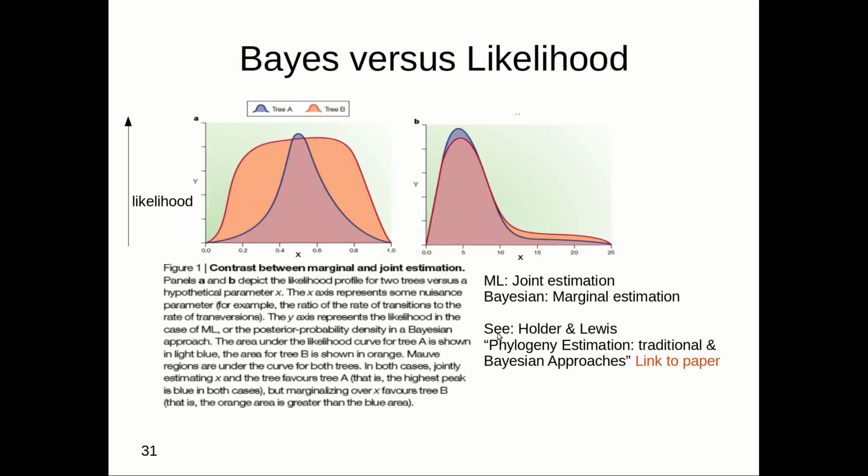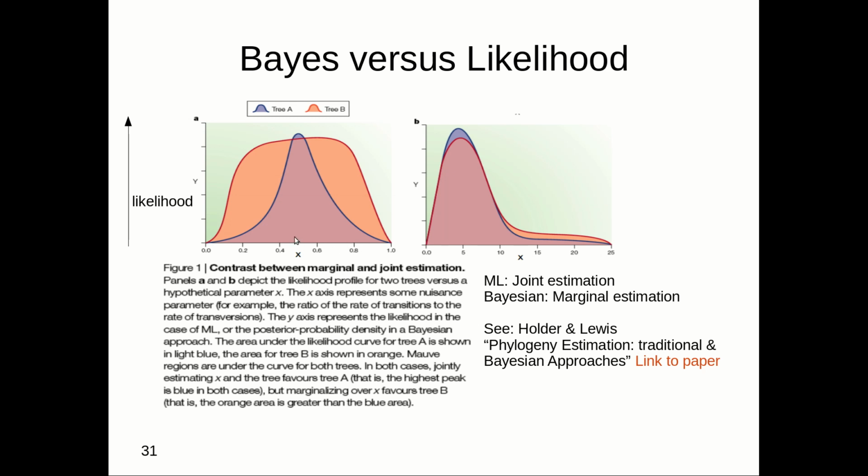Okay, so the key question is, let's get back to the question, what is the main difference between Bayesian inference and maximum likelihood based inference. Maximum likelihood means that we're doing a joint estimation of everything, and Bayesian means that we're doing a marginal estimation of everything. So if you just consider the likelihood score being the value on the y-axis here, and on the x-axis we just have some sort of parameter of interest, x, which could again be the alpha parameter.